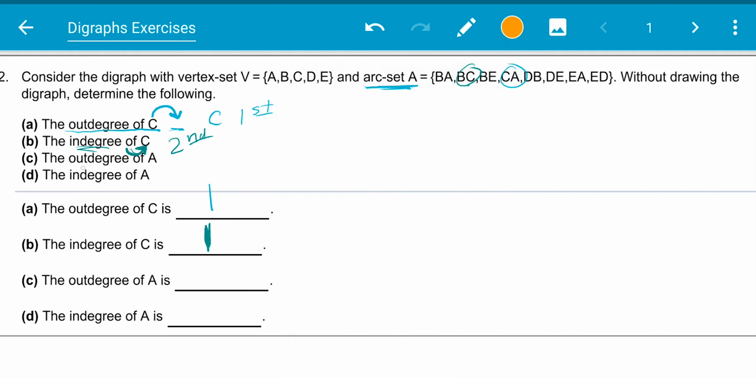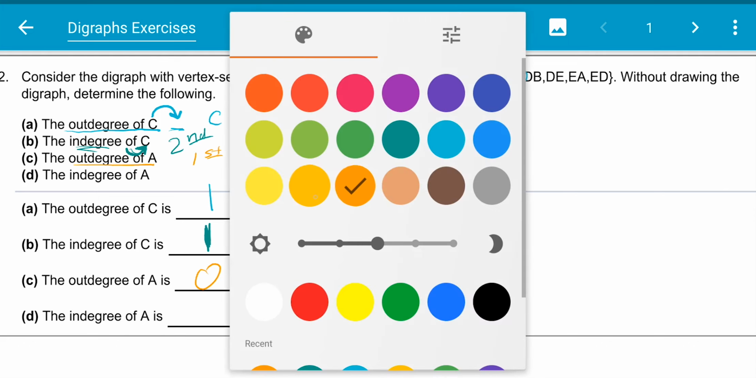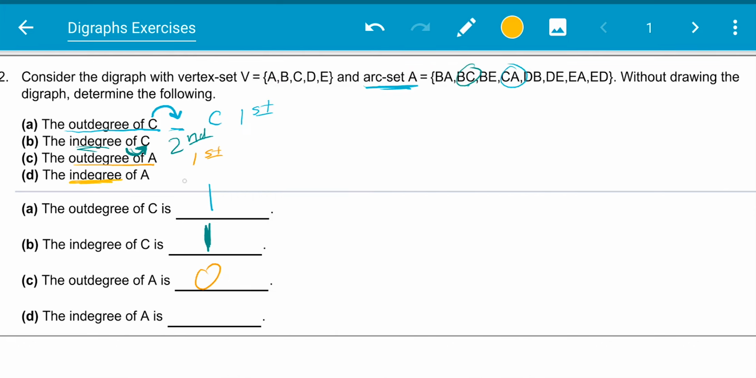Now let's look at A. So the out degree of A, again, we want out. A has to be in the first spot. So we actually don't have any arcs where A is first. So we're going to have an out degree of 0. And then for the in degree of A, we're going to go from somewhere, and A is going to be second. So A is second here, here, and here. So we have 1, 2, 3. The in degree of A is 3.